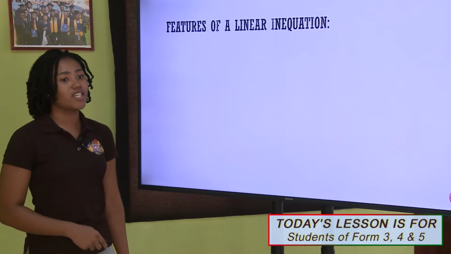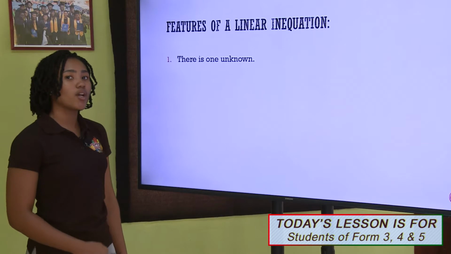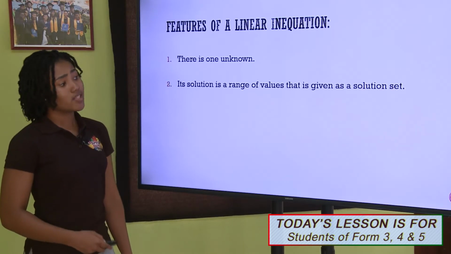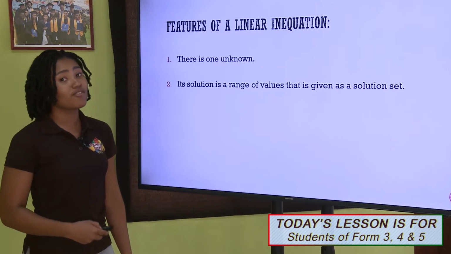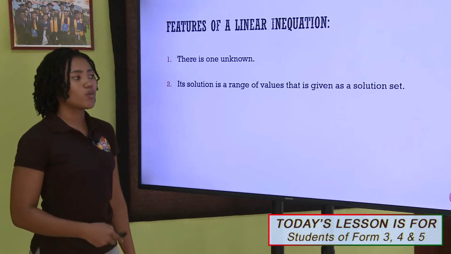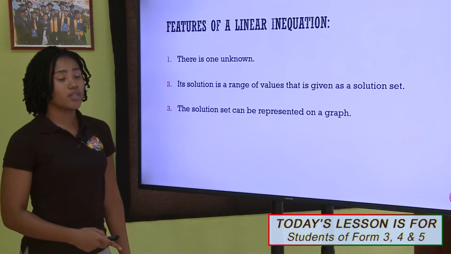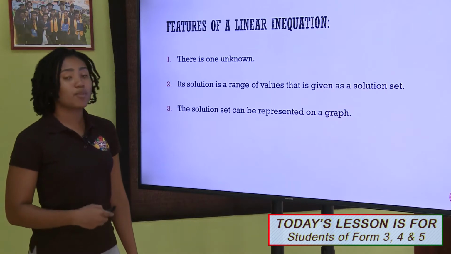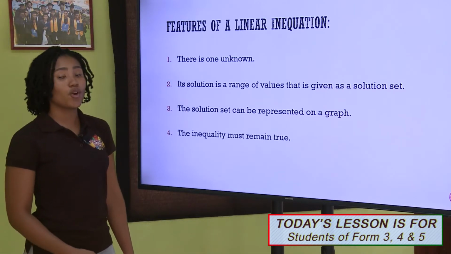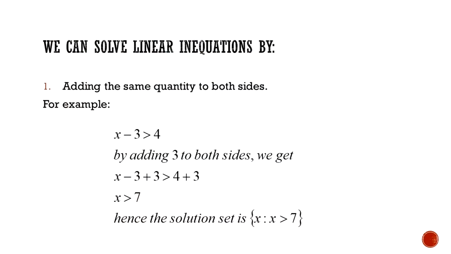Features of a linear inequation. 1. There is one unknown. 2. Its solution is a range of values that is given as a solution set, and we're going to get to this shortly. 3. The solution set can be represented on a graph. And 4. The inequality must remain true.